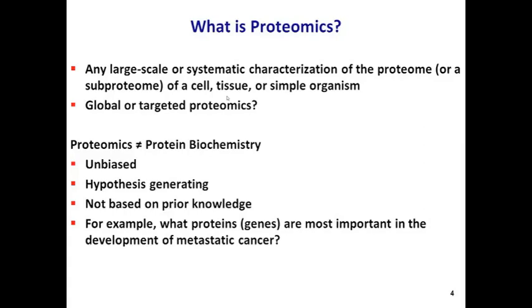At one point, proteomics was thought to be a fancy new name for protein biochemistry, but the two are really quite different. Protein biochemistry is based on prior knowledge and usually is a hypothesis testing type of study. In contrast, proteomics is unbiased, it is hypothesis generating, and it is not based upon prior knowledge. An example is what proteins or gene expression of which genes are important in the development of metastatic cancer.